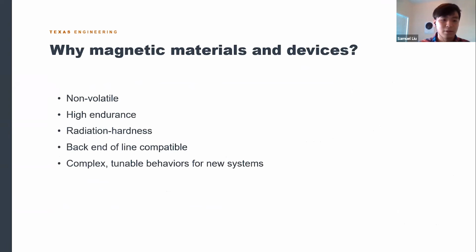But first, why magnetic materials and devices for neuromorphic edge computing? Well, for a start, for synapses, they can be non-volatile. They have high endurance, they're radiation hard, and they're back end of line compatible. And in particular, magnetic devices also have complex tunable behaviors that can have useful implications for neural network performance, which leads me to the device platform.